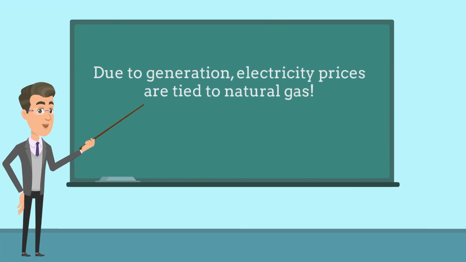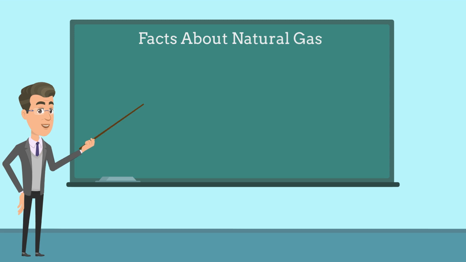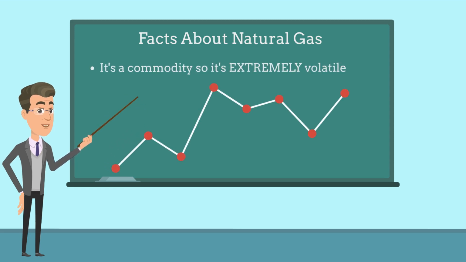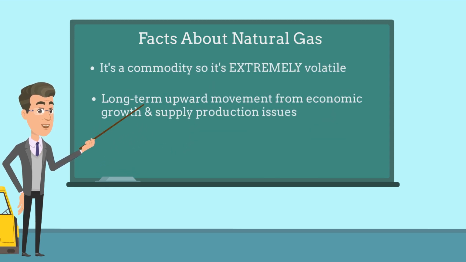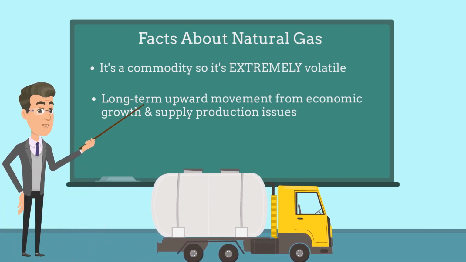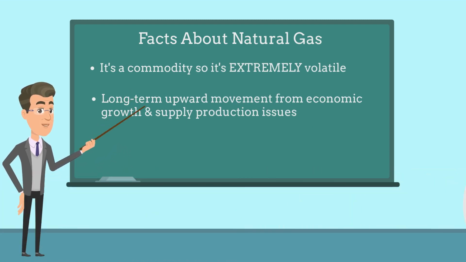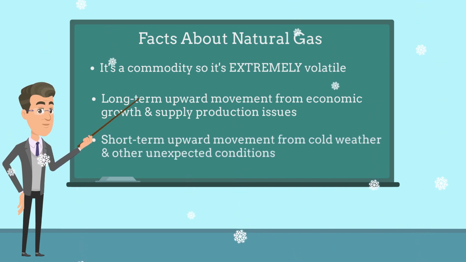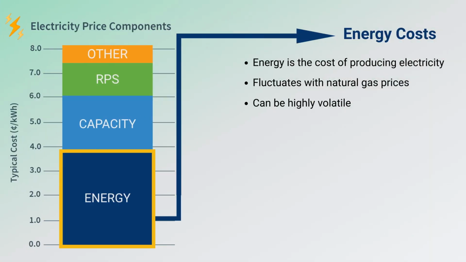That means it's highly dependent on the fuel that fires these plants, natural gas. Natural gas is a commodity, therefore it can be extremely volatile. It can move up over the long term based on economic growth or supply production problems, or it can move up very quickly for short periods of time, such as cold weather freezes or unexpected conditions like that. Now, this component can be managed through market timing. Pick the right spot to buy, then you've locked this in at a low.